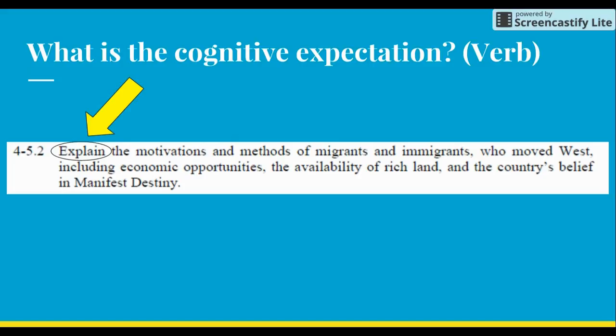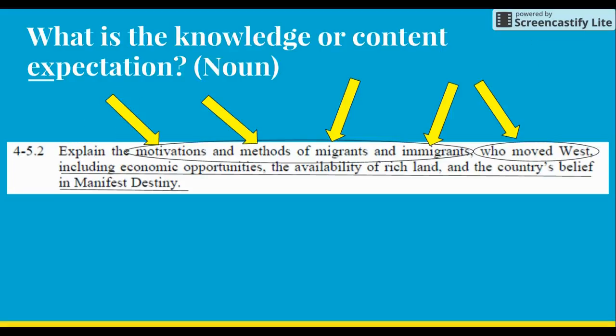Step 1 is to identify the cognitive expectation. So what verb is given to define the learning objective? For this standard, the verb is explain. Now that we know that, we can move on to see what students are being asked to explain. So, step 2 in unpacking the standard is to identify the nouns or content that would be receiving the action of the verb. In this case, it would be motivations and methods of migrants and immigrants.